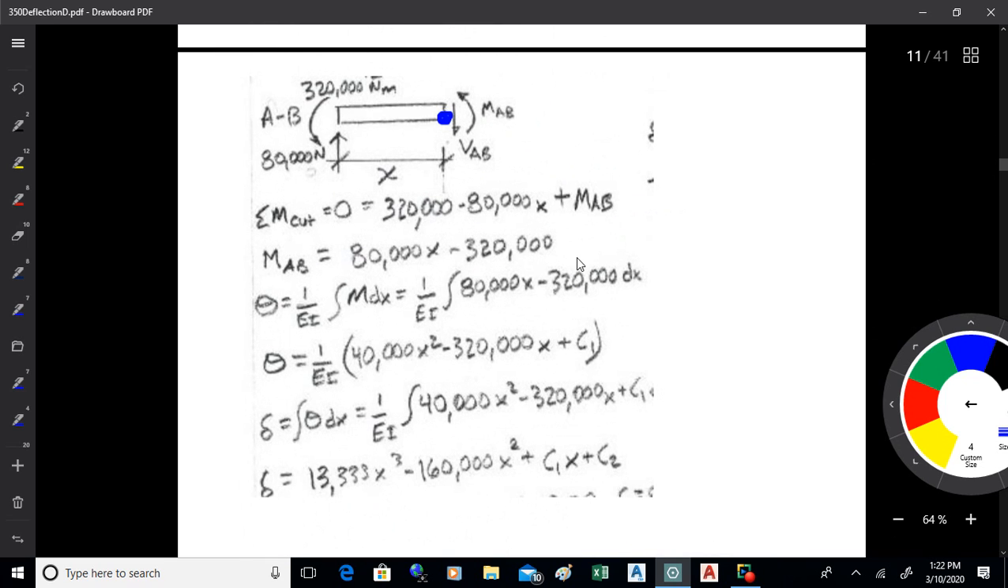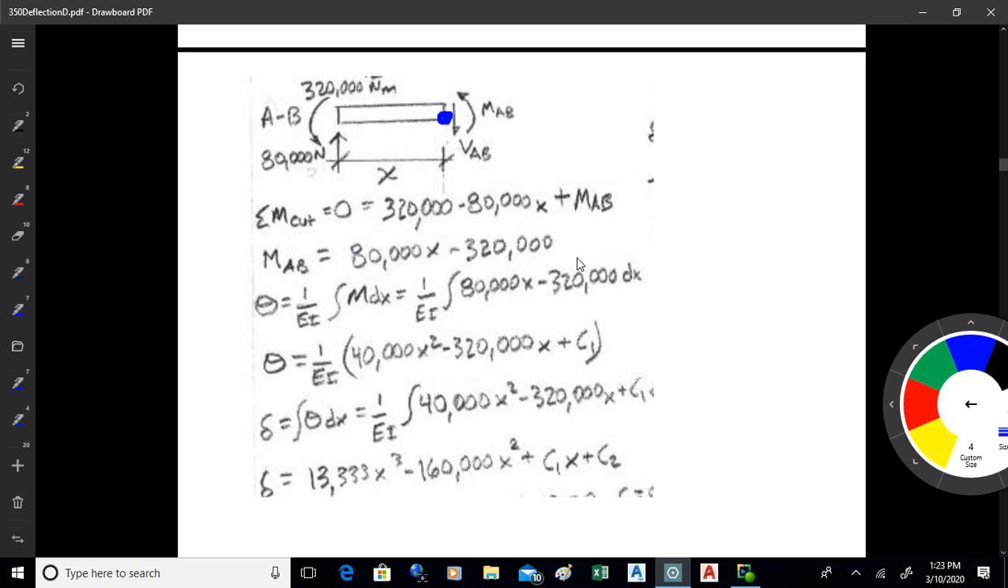All right, now these are just polynomial integrals, so they're not that big of a deal. They're indefinite integrals also, so we treat them that way. So we got MAB is 80,000 x minus 320,000. So the slope, which is pretty much the same thing as an angle in radians for small angles. The slope and the angle in radians are pretty much equivalent. We throw in that 1 over EI term, and then we just integrate M dx. So I got 1 over EI, 80,000 x minus 320,000 dx. So I just integrate it.